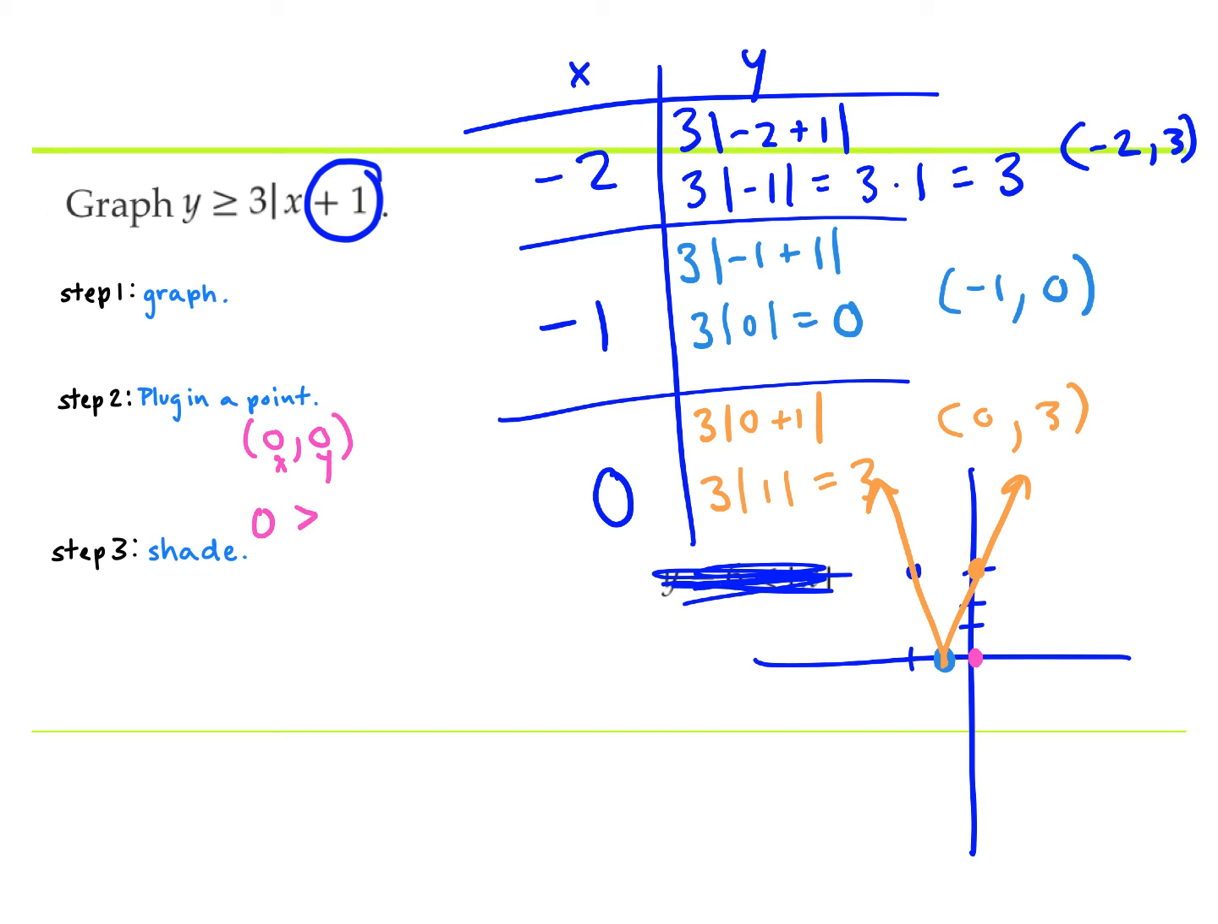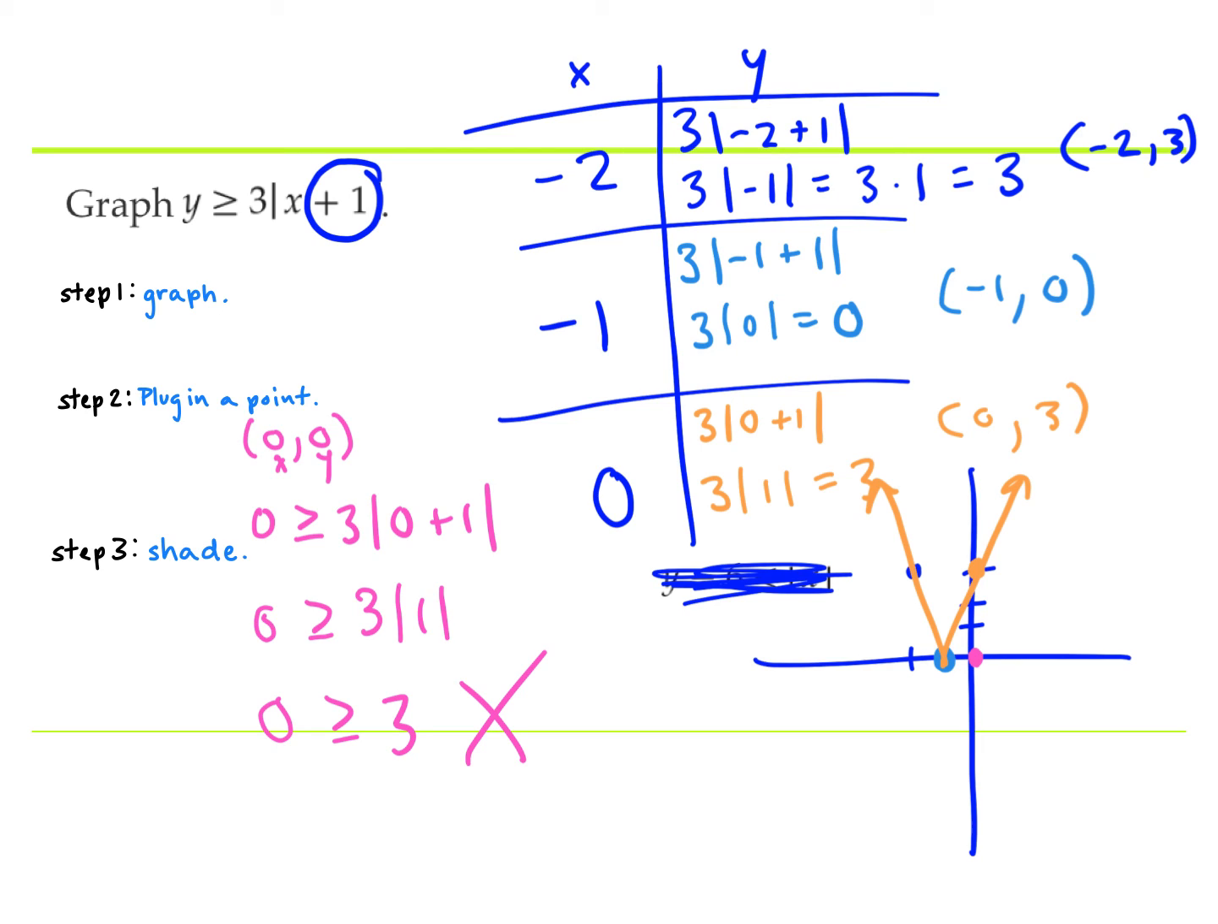So 0 is greater than or equal to 3 times the absolute value of 0 plus 1. So 0 is greater than or equal to, what is 0 plus 1? 1. And 3 times 1 is 3. So is 0 greater than or equal to 3? No, it doesn't work. So where am I going to shade? I'm going to shade down.